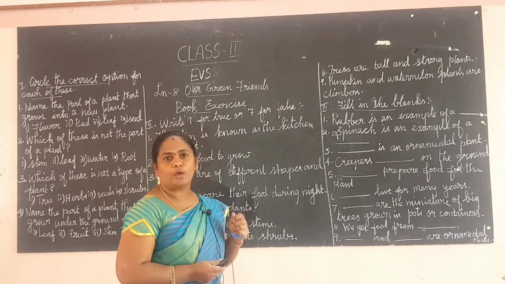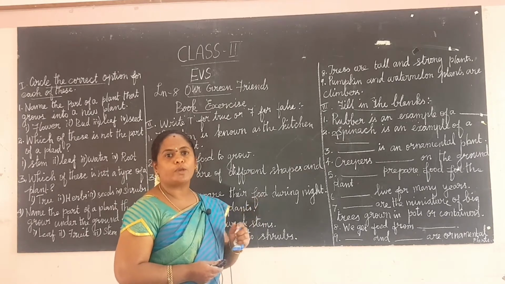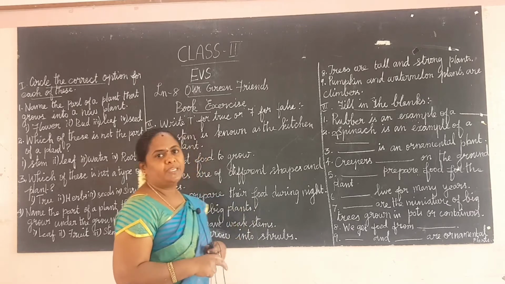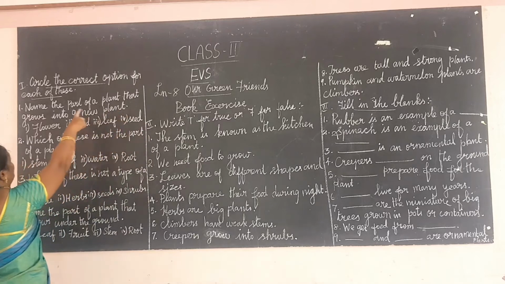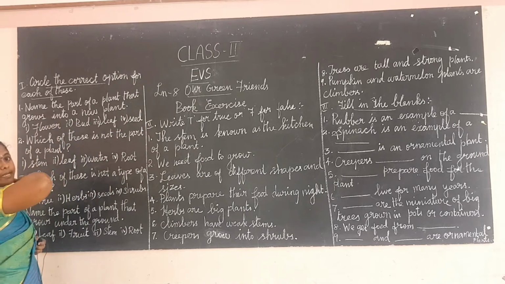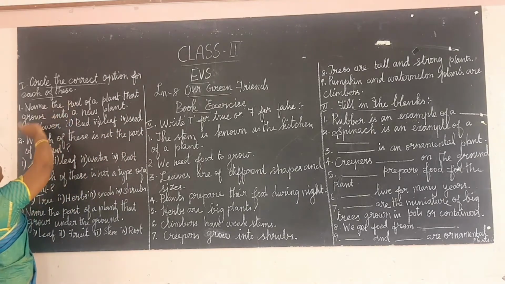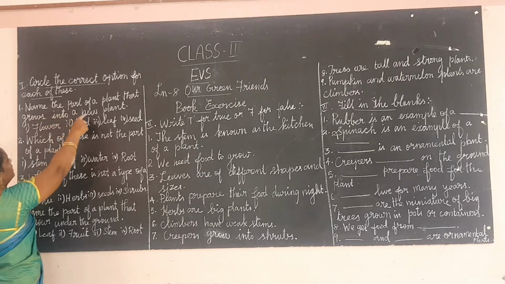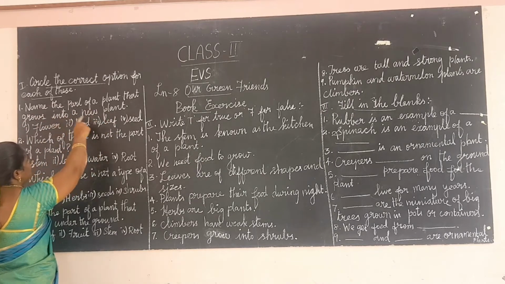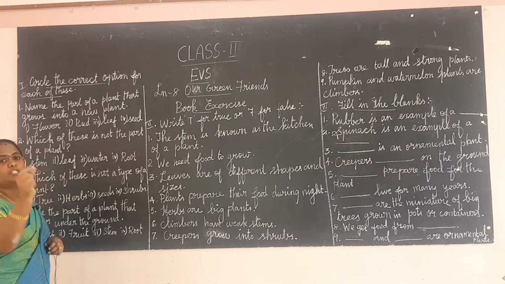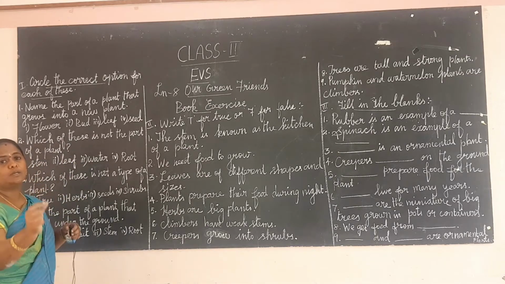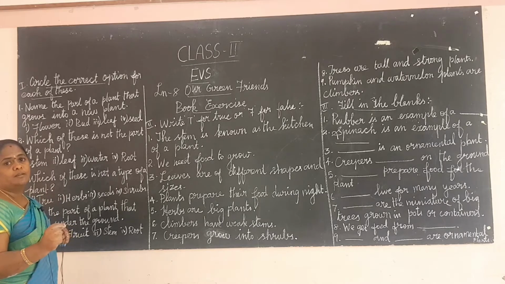Okay, today we are going to do the lesson book exercise. Are you ready? Yes. First, Roman letter one. Circle the correct option for each of these. Name the part of a plant that grows into a new plant. Which part of the plant grows into a new plant?